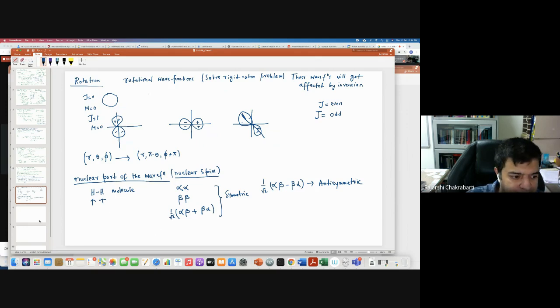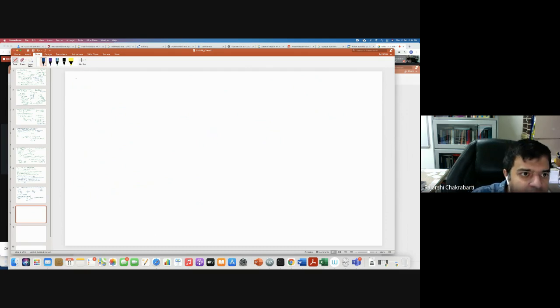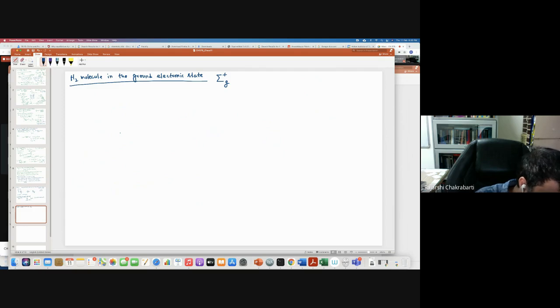Okay, so this is a hydrogen molecule. If I have a hydrogen molecule, for example, in the ground electronic state, this is the electronic state I'm talking about. So the symmetry of the total wave function will be determined by the nuclear and the rotational wave function. Is this clear? Yes, sir. Nuclear and the rotational wave function.